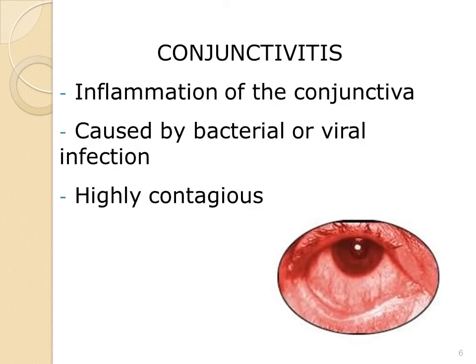Now, when this conjunctiva is inflamed, it forms conjunctivitis. What is the meaning of this term? It means inflammation of the conjunctiva, and this is caused by bacterial or viral infection. We can see in this picture a highly contagious condition, and it appears in this eye as redness and inflammation, occurring on all sides of the eye, especially in the conjunctiva.